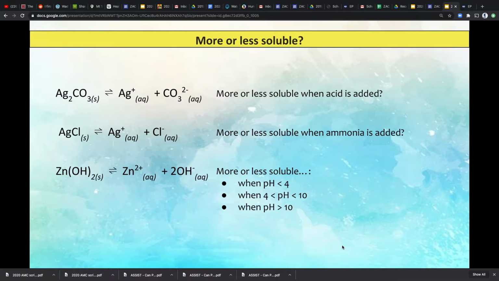When it's in between, do we have any guesses? Pretty insoluble. It's a transition metal hydroxide. So you're thinking without a lot of hydrogen ions to neutralize the hydroxides, it's not going to really help it become more soluble. Yeah, it's probably going to become pretty insoluble there. And what about at really alkaline pHs? So we have a really large concentration of hydroxide. What's going to happen? I don't know why, but it does become soluble.